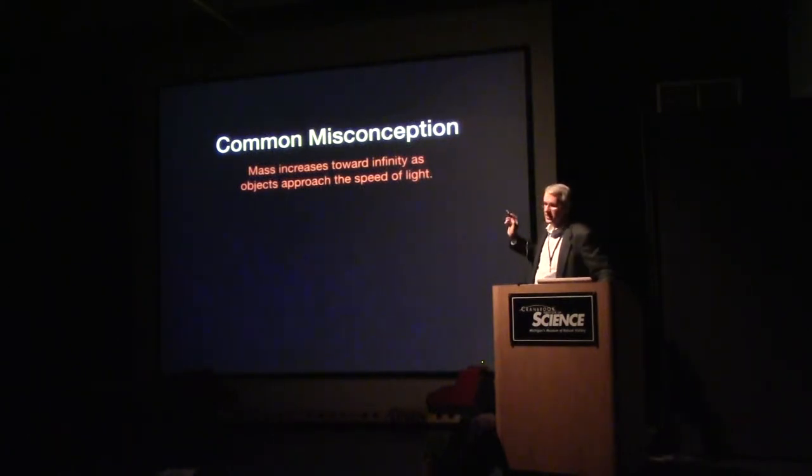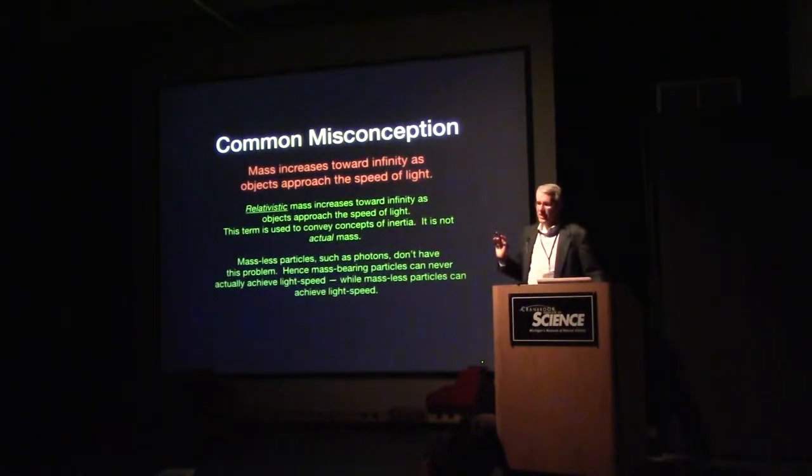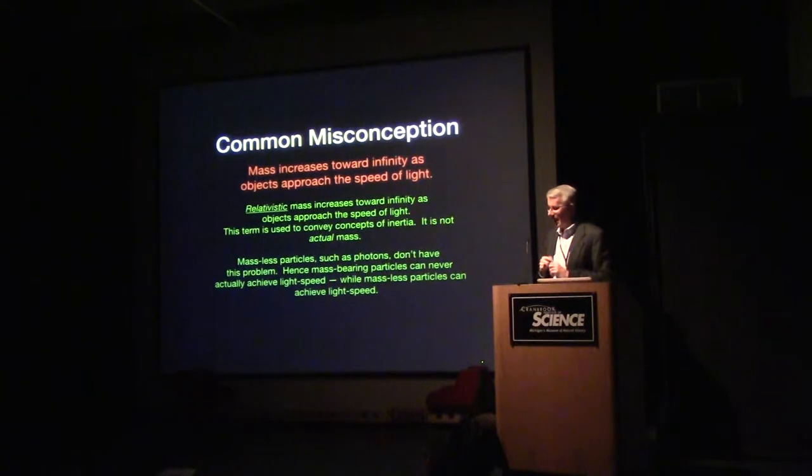A couple of misconceptions. One misconception that I've heard is that the reason you can't travel at the speed of light is because mass increases toward infinity as objects approach the speed of light. That's actually not true. Something called relativistic mass is what increases toward infinity, not actual mass. So your actual mass doesn't change, but your relativistic mass does.